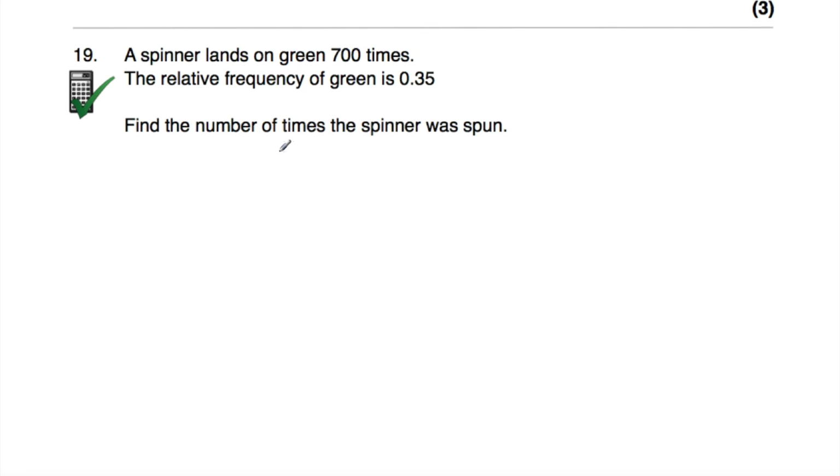Okay, so normally whenever we're doing a question like this, we would take the relative frequency, 0.35, we'd multiply that by the number of trials, in other words, the number of times the spinner was spun, so we'd multiply by a particular number, and then the answer would be the number of successes, which in this case would be 700. So we know that 0.35 multiplied by the number of times the spinner was spun will be equal to 700. So that's fantastic.